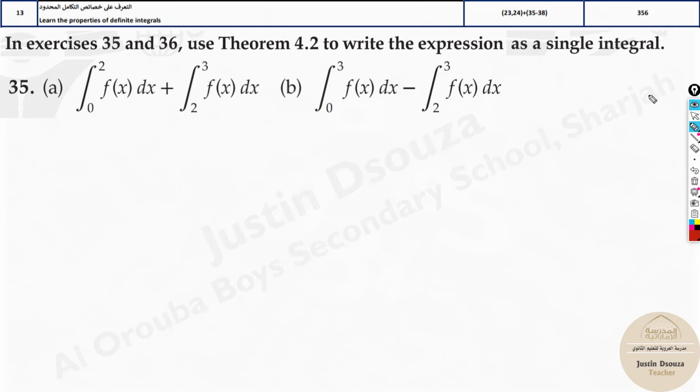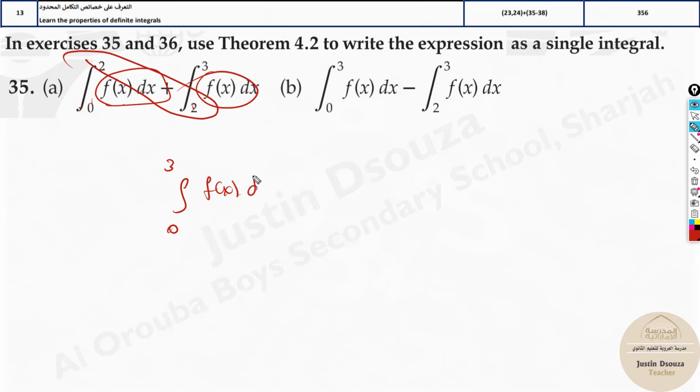Here they are asking you to write these definite integrals in a single term, a single interval. Now there's a rule: whenever you have 0 to 2 and this starts from 2 to 3, this is common over here, right? Then you must look at the functions. The functions are also the same. We can write it as 0 to 3 directly, f of x dx.